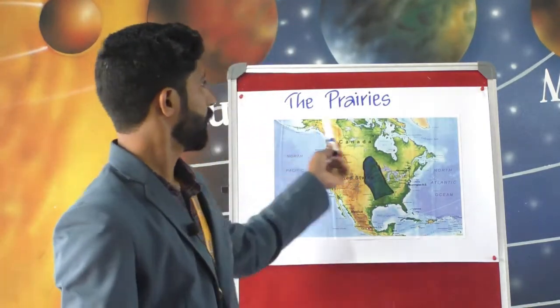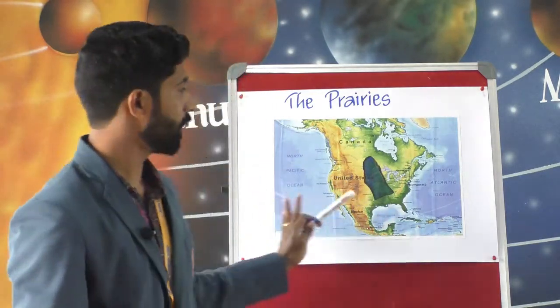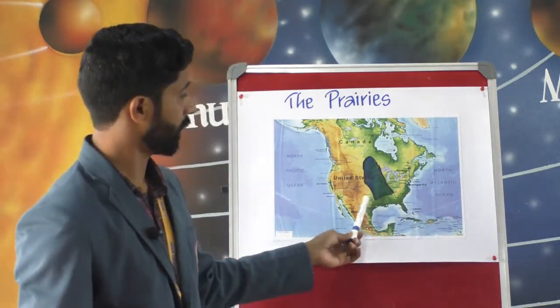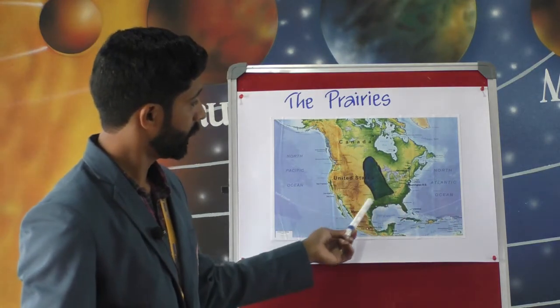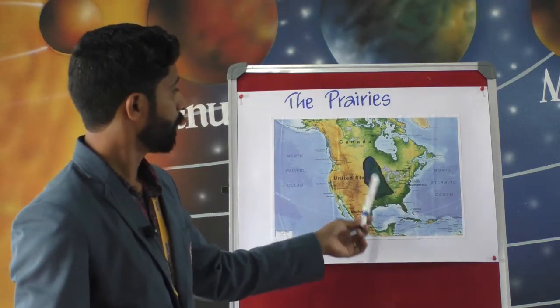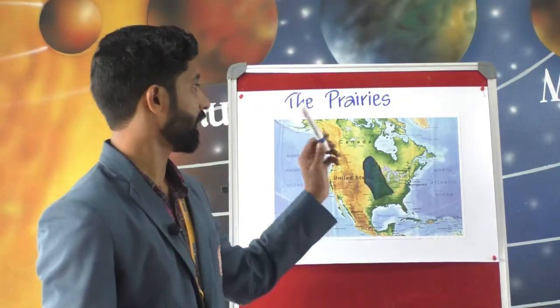Now let us learn about the first, that is the prairies. Here you can see the map of a prairie. This is the exact location of prairies. The prairies in North America are located in Canada and the USA. They lie between the foothills of the Rocky Mountains in the west and the Great Lakes and Appalachian Highlands in the east.